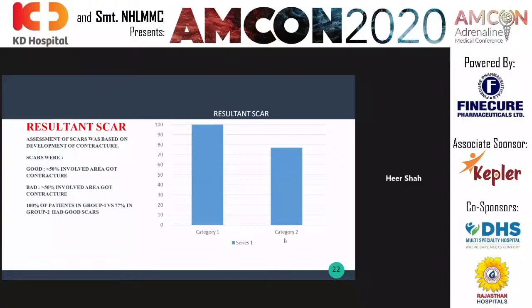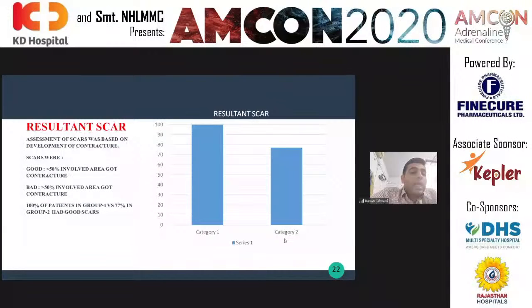Two minutes left. Resultant scars were analyzed as good if less than 50% of the involved area got contracture, and bad if more than 50% of the involved area got contracture. 100% of patients in group 1 and 77% in group 2 had good scars.